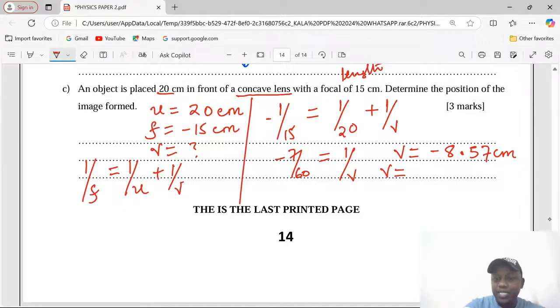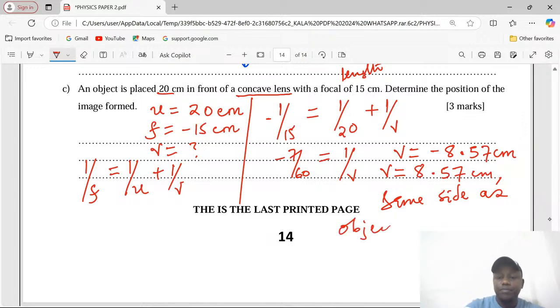The image is on the same side as the object, and it's also virtual. A virtual image formed on the same side as the object.